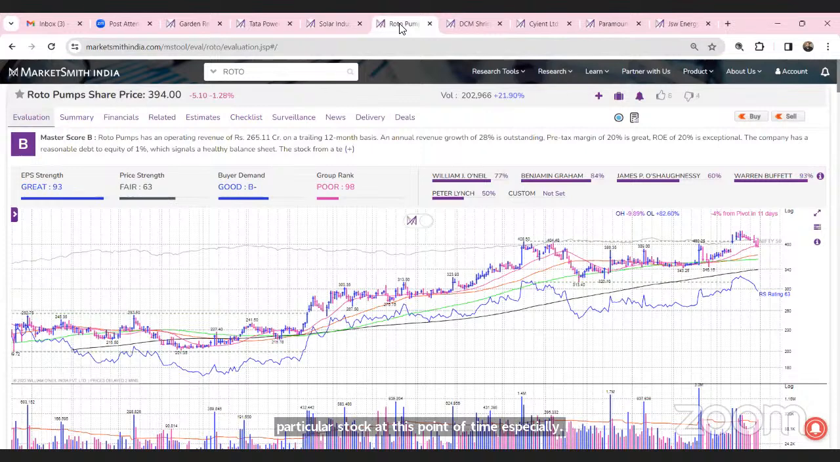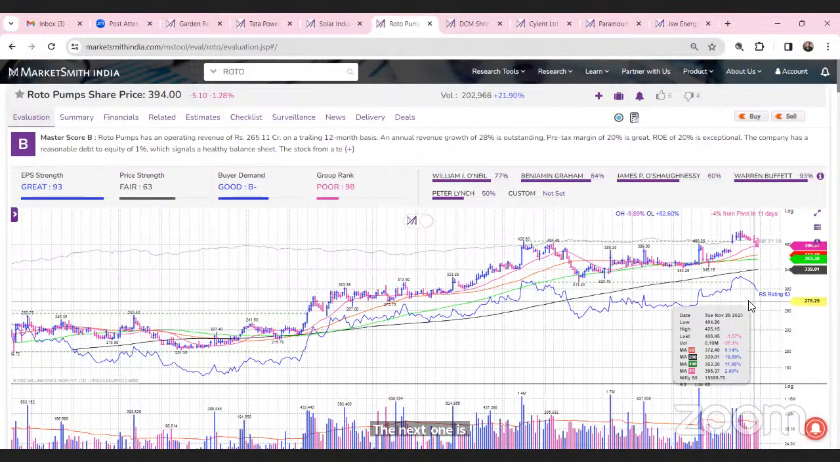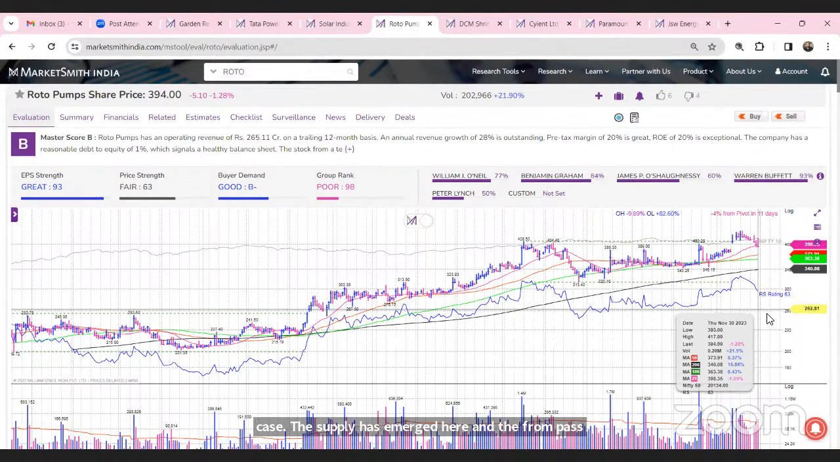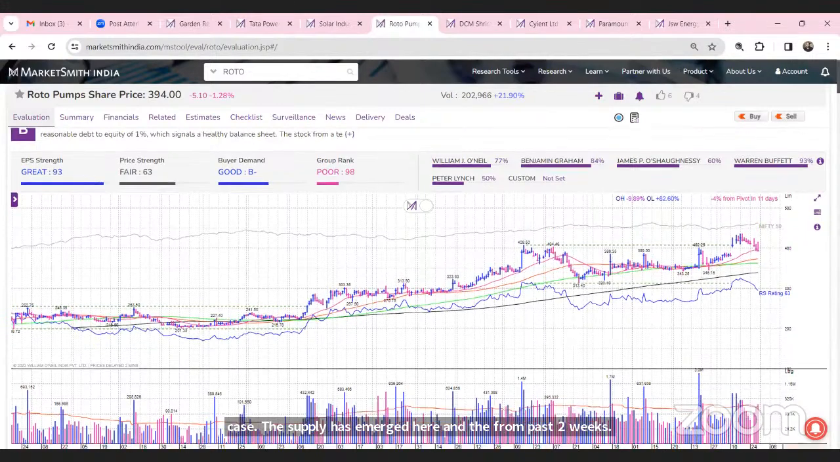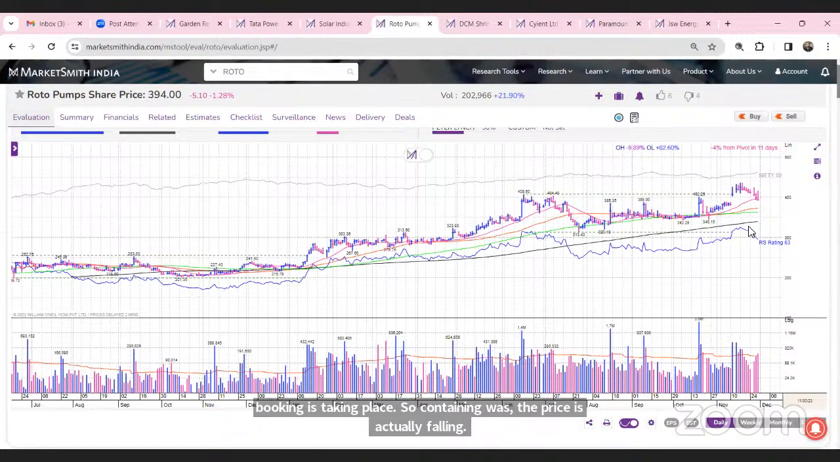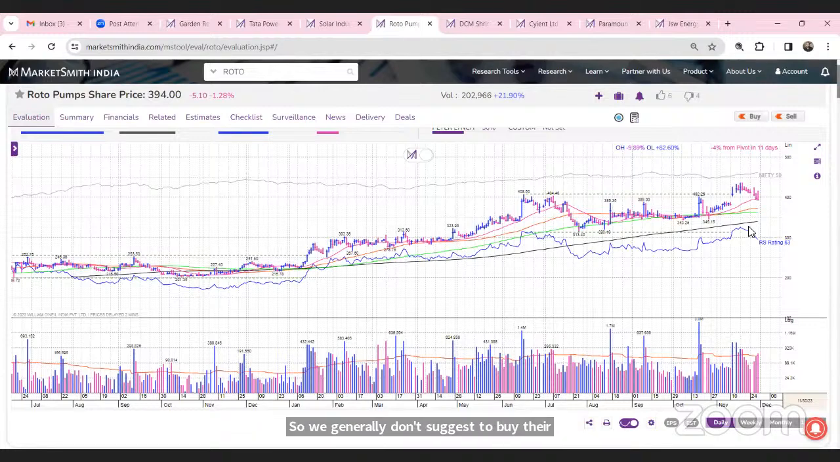The next one is Roto Pumps. So Roto Pumps is the same case. The supply has emerged here, and for the past 2 weeks there has been supply only, and only profit booking is taking place. So the price is continuously falling. We generally don't suggest buying a stock whose price is trying to move towards the downside. So this is from my side for Roto Pumps.